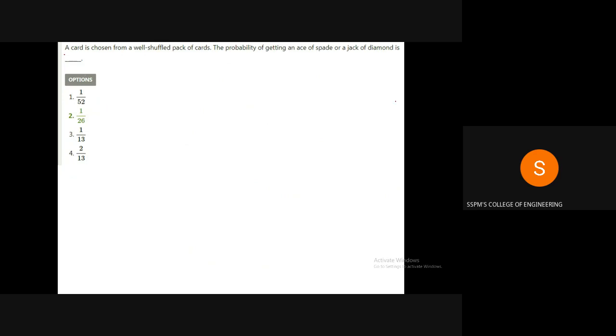The question is: a card is chosen from a well-shuffled pack of cards. So a card is chosen. What is the total number of cards in a deck of cards? It is 52, so n is equal to 52. We are asked to find the probability of getting an ace of spade or jack of diamonds. So this is one card and this is another card. There are two cards. So what is the probability for this card?